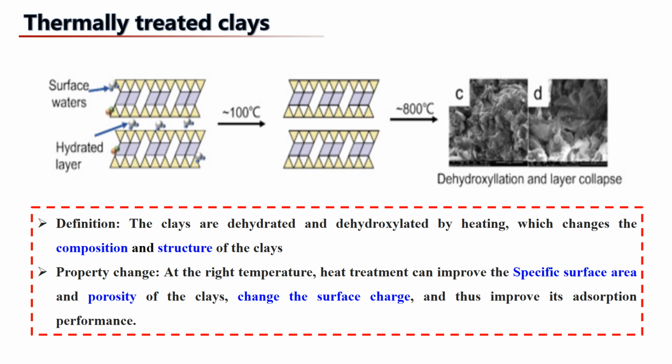Heat treatment: clay is dehydrated and dehydroxylated by heat, which changes the composition and structure of the clay. At the right temperature, heat treatment can improve the specific surface area and porosity of clay, change the surface charge, and thus improve its adsorption performance.